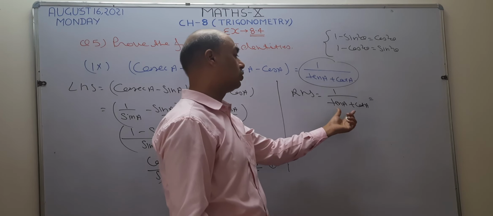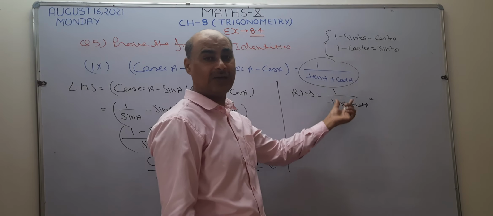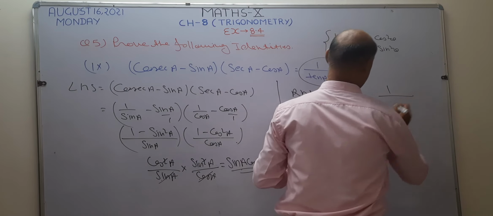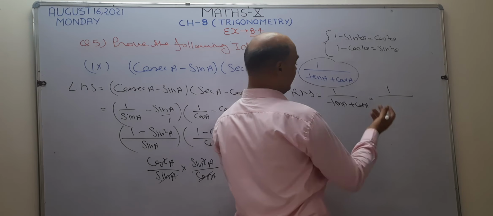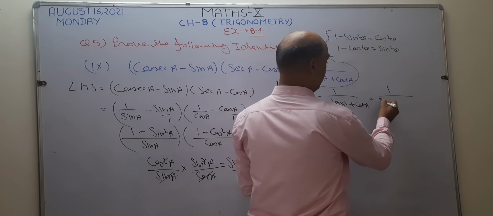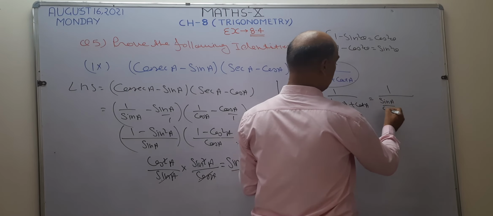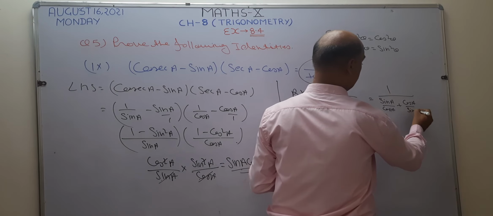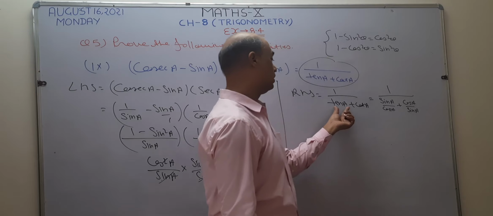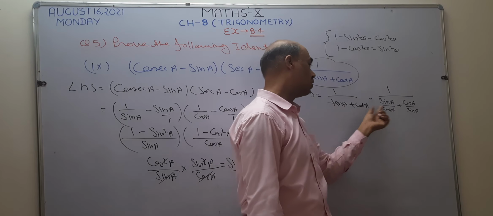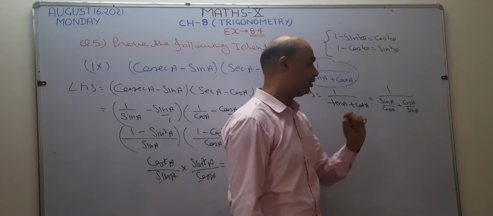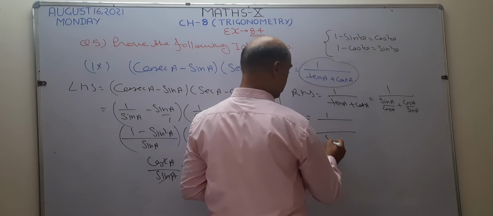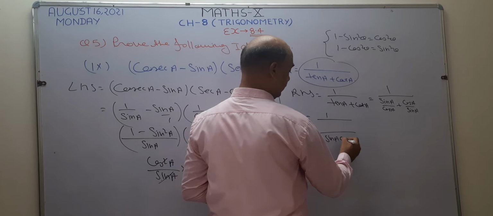Square is not there, so I am not going to use an identity. When I am not going to use an identity, what is the next step? Convert every term in terms of sin and cos. So I am going to convert every trigonometric ratio in terms of sin and cos. So tan can be written as sin by cos, and cot can be written as cos by sin. Okay. Now what is the next step? Take LCM. The LCM of sin and cos is sin A cos A.